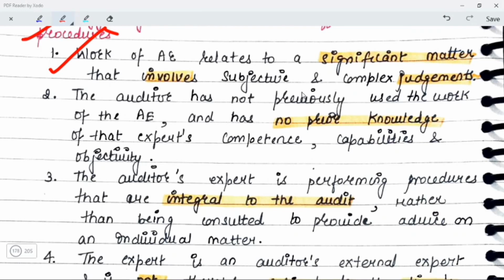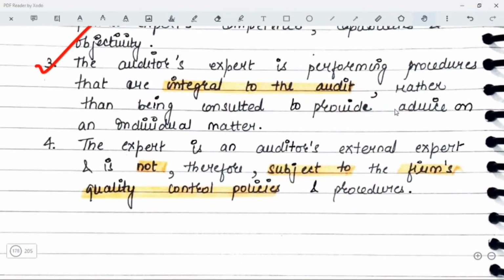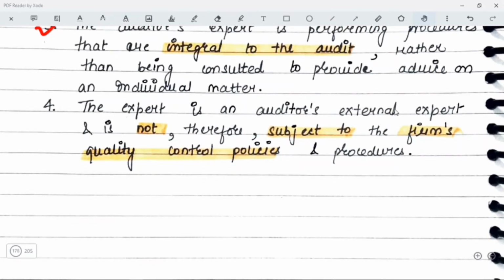Second, the auditor has not previously used the work of the expert and has no prior knowledge of that expert's competence, capabilities, and objectivity. That is the first time experience है उस auditor's expert के साथ. Next, the auditor's expert is performing procedures that are integral to the audit rather than being consulted or providing advice on individual matters. काफ़ी ज़्यादा integral है, अगर उधर वहाँ पर गलती होगी तो काफ़ी ज़्यादा आपके ओपिनियन पर इम्पैक्ट आ सकता है उस चीज़ का. तो definitely there is a need कि आपको थोड़े extensive procedures रखने पड़ेंगे, क्योंकि एक तरीके से आप उसको individually treat नहीं कर सकते कि हाँ गलती हो गई तो ठीक है बस इसी पार्ट में गलती होगी. No, if this matter goes wrong तो हो सकता है आपका पूरा audit का opinion ही change हो जाए.